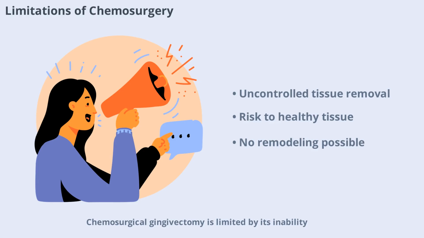Chemosurgical gingivectomy is limited by its inability to control the depth of tissue removal. This can result in injury to healthy tissue and delayed healing. Additionally, this method does not allow for gingival remodeling, making it less suitable for cases where precise contouring is needed.